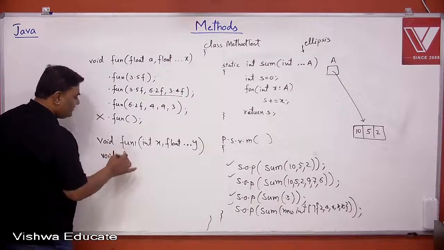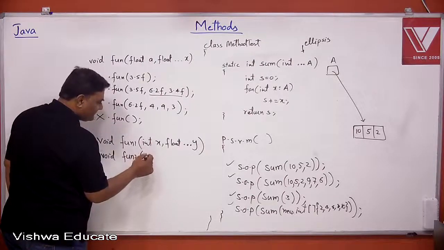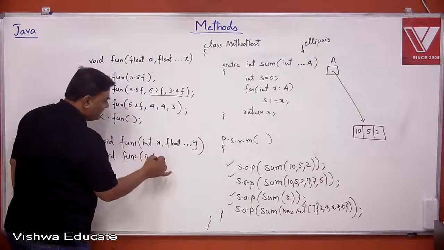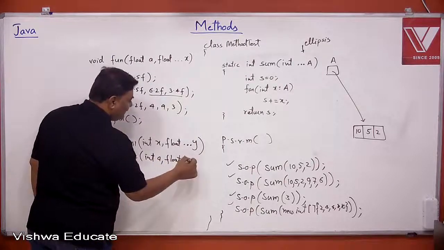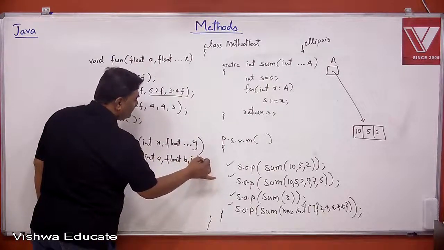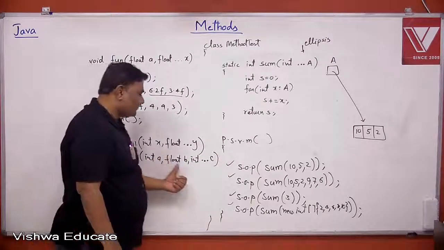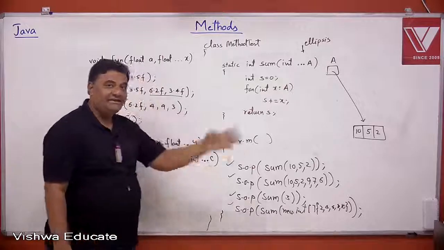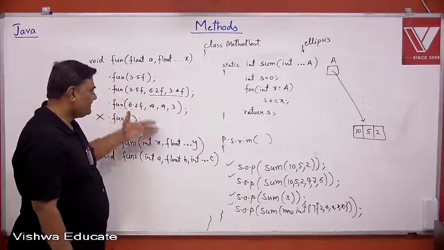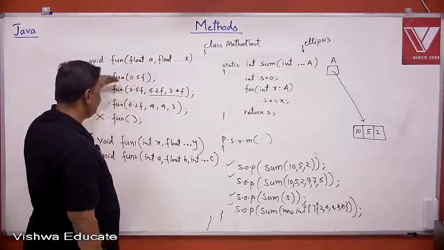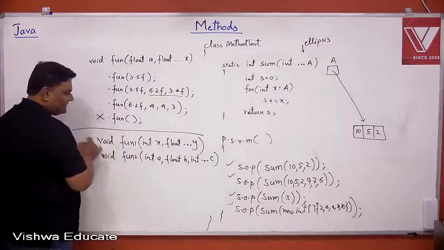void fun2(int a, float b, int... c). One integer and one float are mandatory. Then after that, as many integers as you want you can pass. That is the meaning. So take these some examples. Already for this one I have shown you what are the valid calls or not, and these are some other examples I have given.